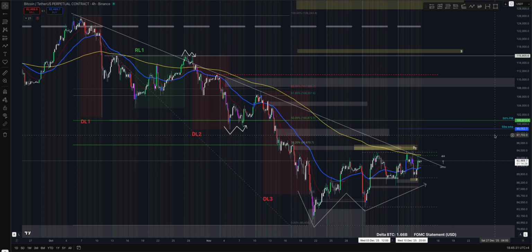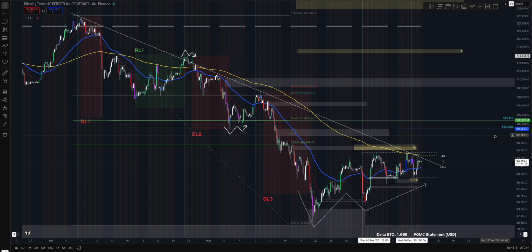So on the 4-hour, the multi-week W time frame is still intact also. The W would be invalidated if we crash below the low of the week, so that's obviously not happened at the moment, so it's still intact. And so let's look at what's happened since yesterday.